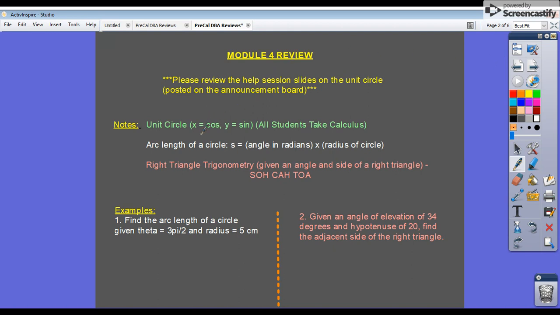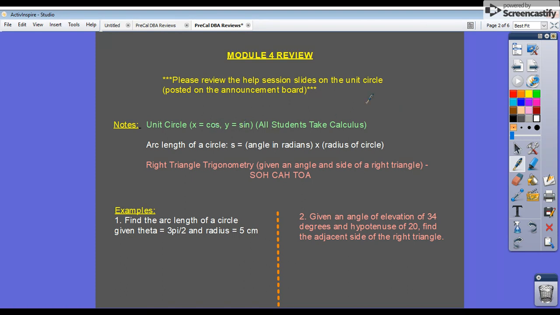One thing I do want to note before you refer to those help session slides is please note that you do have an X and Y coordinate point, and what those represent is the X value is always the cosine value. The Y is the sine value. And then in its own parentheses is going to be the tangent value. So it goes in alphabetical order, cosine, sine, and then tangent.